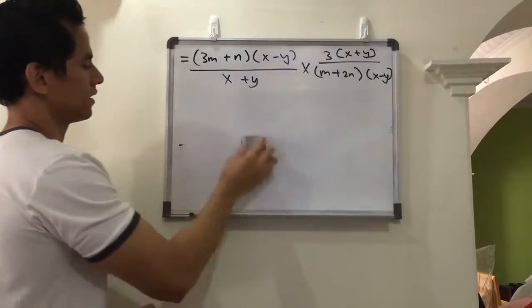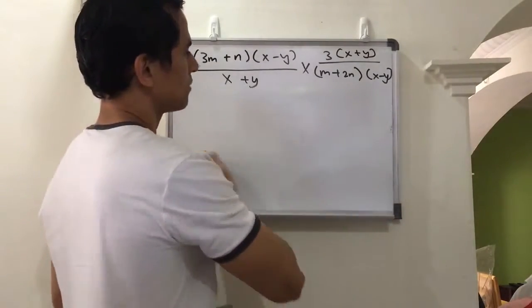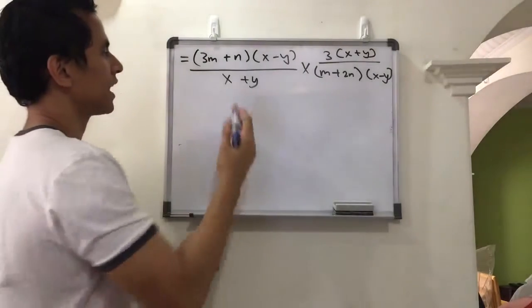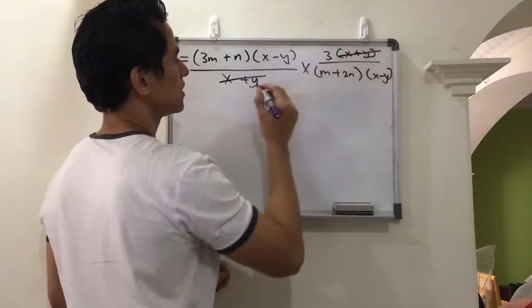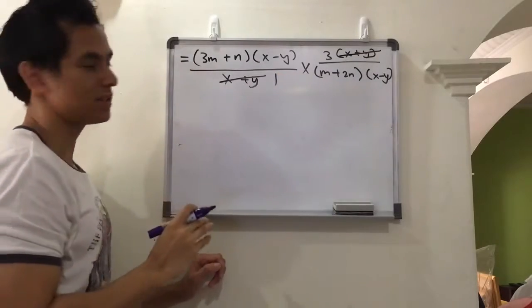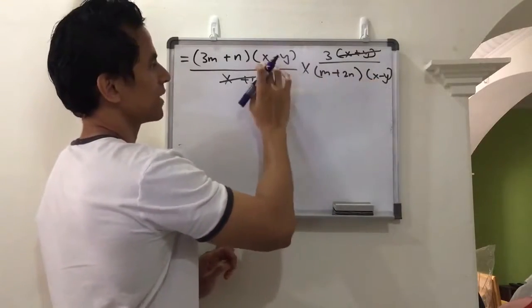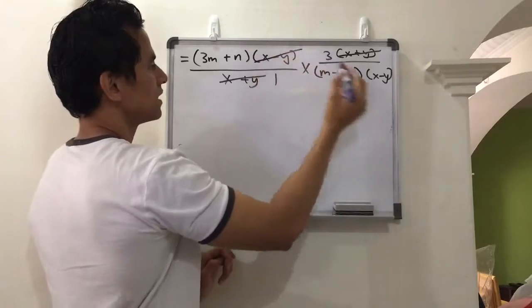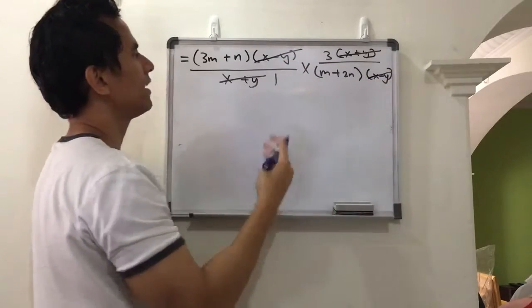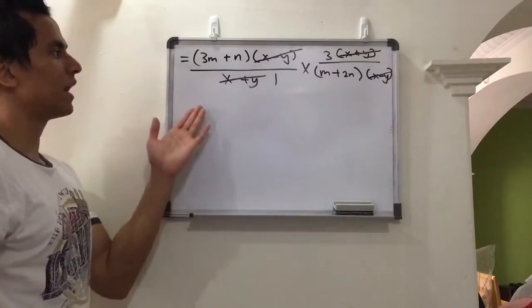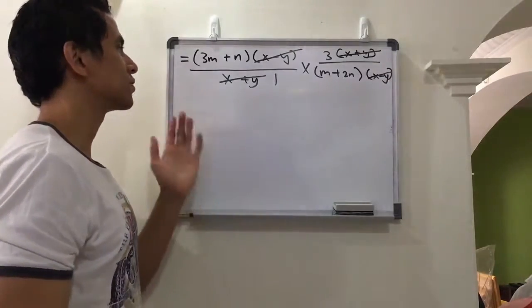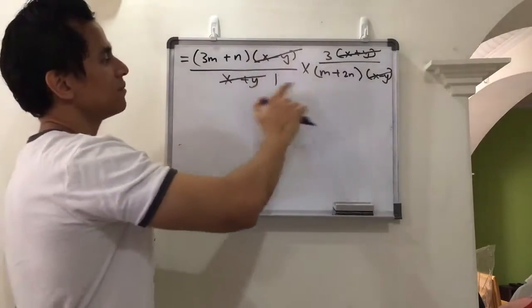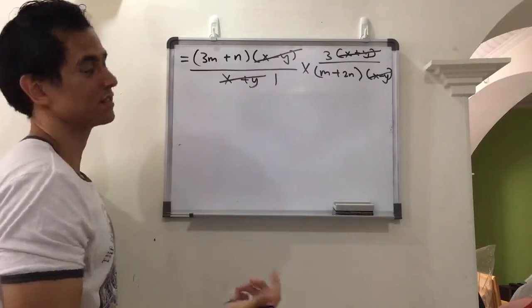Okay, so let's see what happens. Now x plus y, I just go ahead and cancel. So this leaves me with 1 here in the denominator. And here x minus y and x minus y, we cancel off simply. And more or less, this is as far as we can cancel out and simplify. So therefore, we just have to multiply the terms and write it down as the answer.